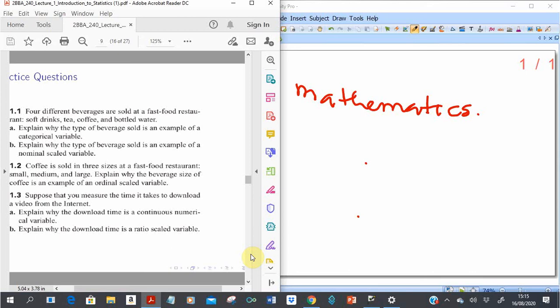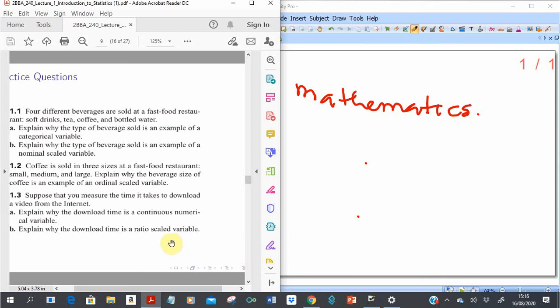Now, suppose you measure the time it takes to download a video from the internet. Explain why the download time is a continuous numerical variable. Time can be put on a numerical scale, so it is a numerical variable. Is it continuous? With time, we can have 2.5 seconds, 1.5 minutes, 2.25 minutes. All that can be put into a continuous scale. It can have points. That is why we're putting it as a continuous numerical variable.